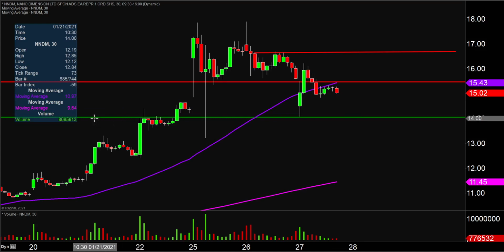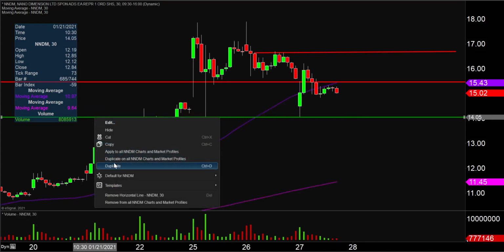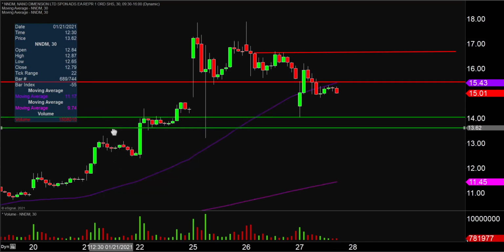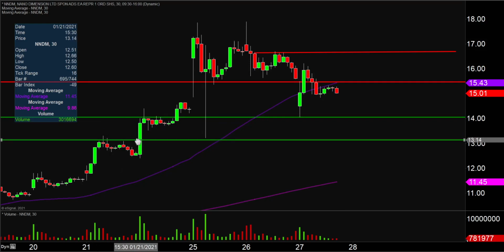And just in case the price does go down to that area and breaks down below it, next key level of support after that would then be that former breakout point down there right around 13.15. So keep your eye on these levels. Again, resistance areas up there at the 15.50 mark, and then the 16.75-ish mark.